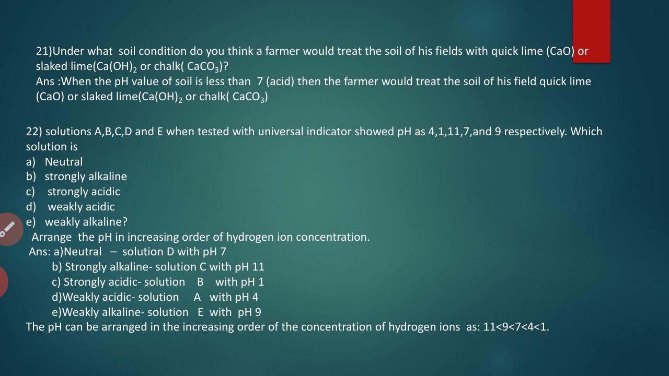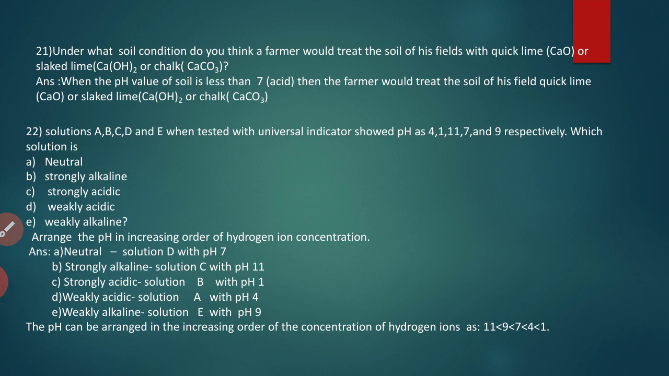So neutral, what is the pH value? If the solution is neutral, it is always 7. Strongly alkaline means it is nearer to 14. And strongly acidic means it is in the range of 1 to 3 pH value, and weakly acidic means nearer to the values 6, 5; and weakly alkaline it is nearer to the values 8, 9. So let's see the answer now.